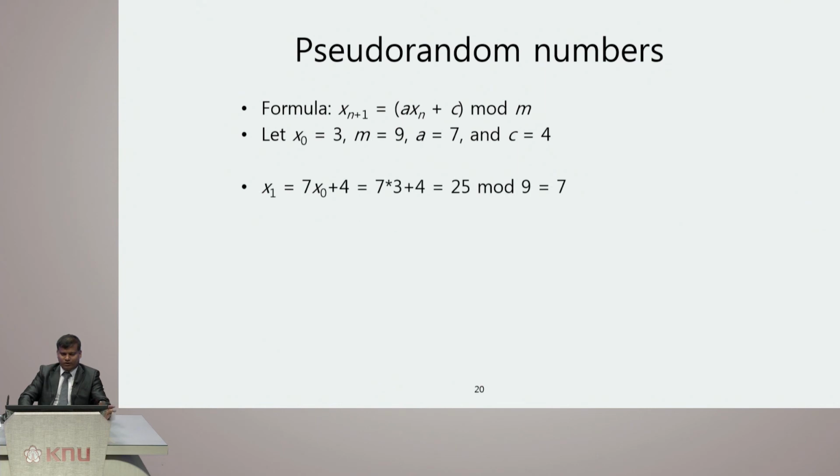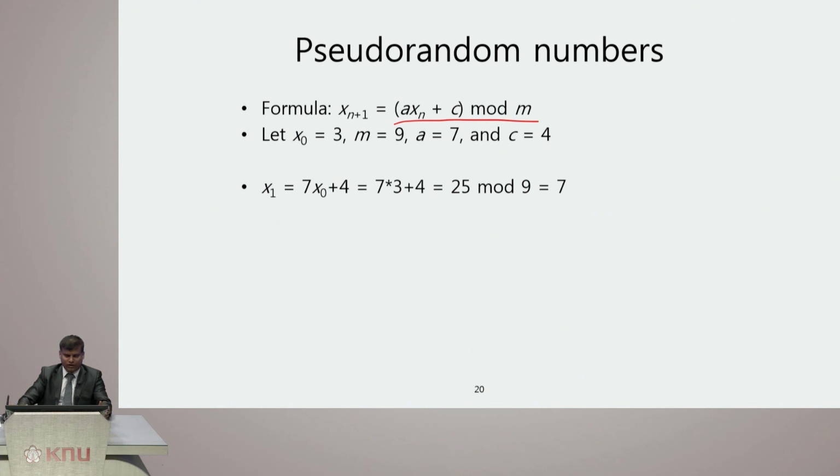So now we are going to find x1. x1 equals 7 times x naught. So x naught is 3, and 7 times x naught plus 4 equals 7 times 3 plus 4, that equals 25 mod 9. So 21 plus 4 is 25. So 25 mod 9, where the m value is 9.